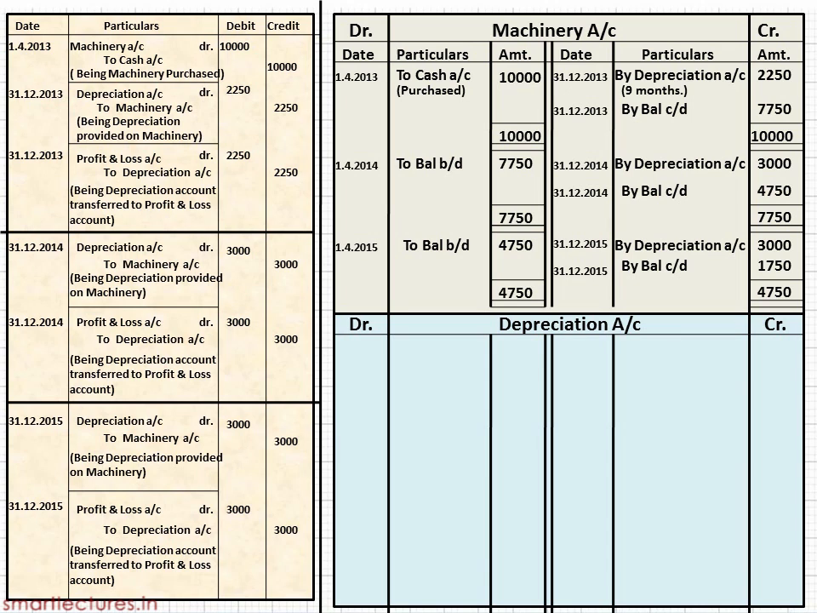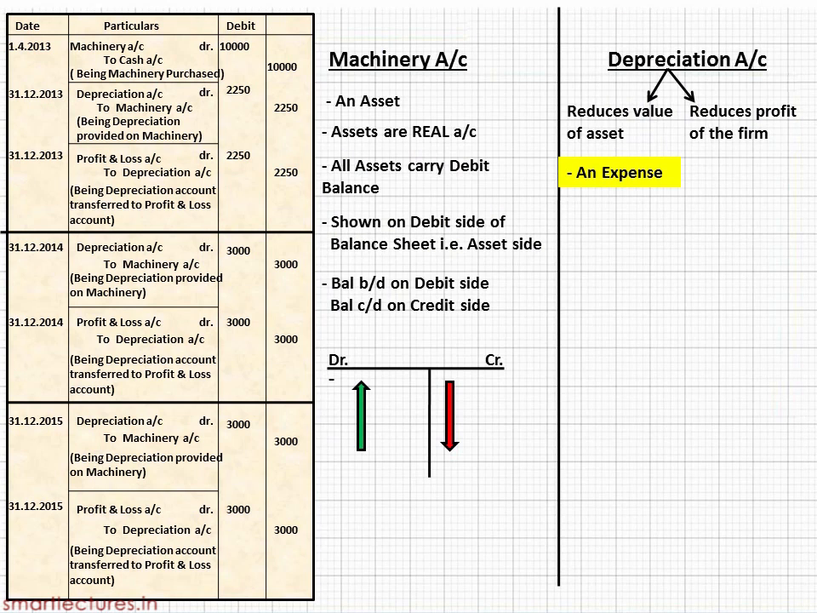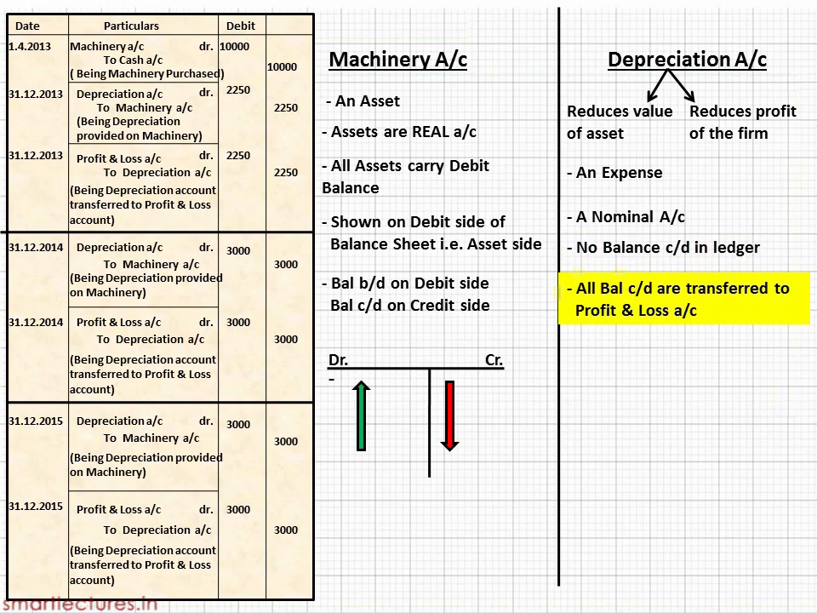Now, this is the turn of depreciation account. Let's talk about depreciation account. Depreciation is an expense. All expenses and losses are called nominal accounts. It means depreciation account is a nominal account. The feature of the nominal account in ledger posting is there is never ever balance CD of the nominal accounts. Of course, there are balance CD for the purpose of trial balance. But in these questions, you won't keep any balance CD, means closing balance. All closing balances must be transferred to profit and loss account.